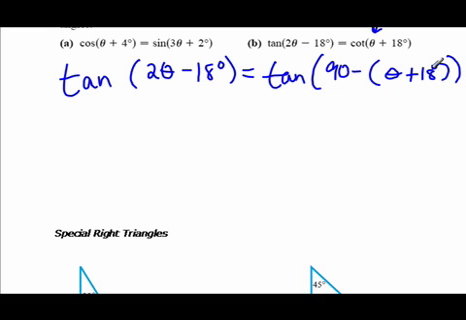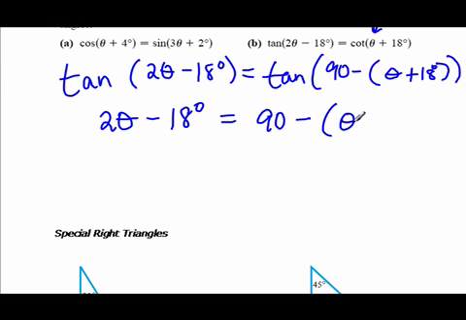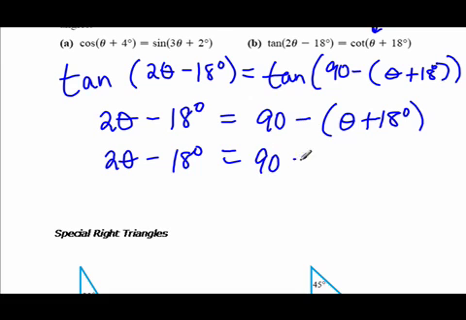On the right hand side, we'll go ahead and use the distributive property. I mean, I can go ahead and set them equal to each other right now. Now that I have the same trig function on both sides, that means that 2 theta minus 18 degrees would have to equal 90 minus the quantity theta plus 18 degrees. Distribute the negative through. We get 90 minus theta minus 18 degrees.